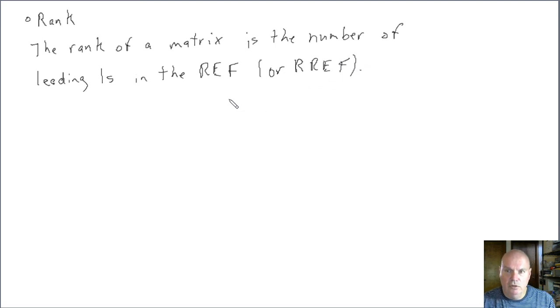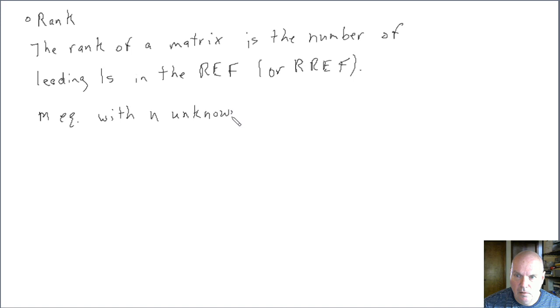I'll mention also that the reduced row echelon form is always unique. There can be multiple row echelon forms. They all lead to the same solution set, but there can be multiple forms of the row echelon form, but the reduced row echelon form will always be unique. So in a consistent system of M equations with n unknowns, okay, and again I'm assuming it's a consistent set.